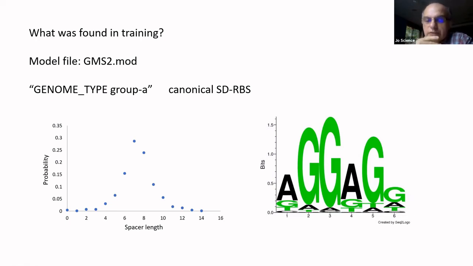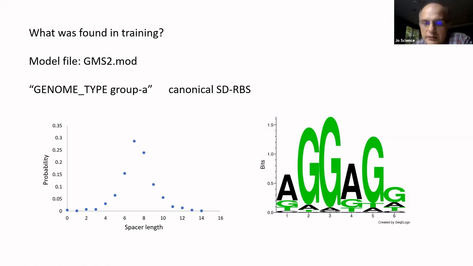We didn't give much information. We didn't really tell the software that we want to predict a group A genome. The software self-trained and told us that this is a group A genome and that this genome is using the Shine-Dalgarno sequence.